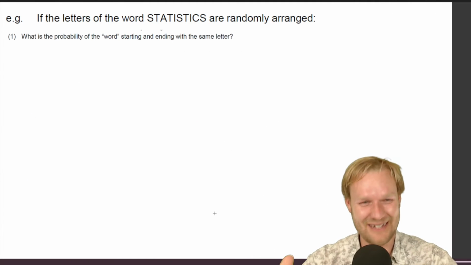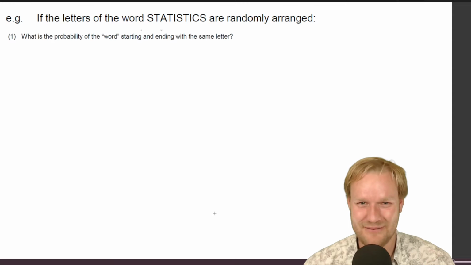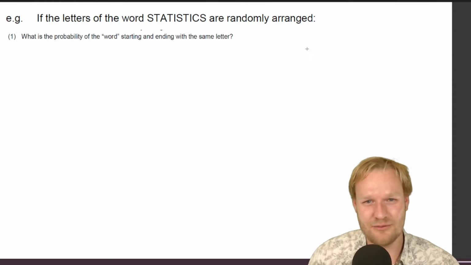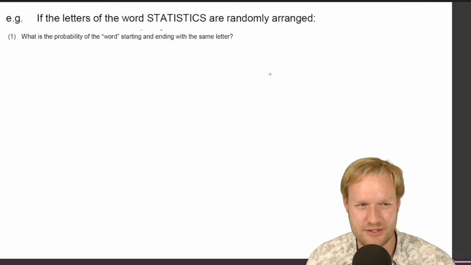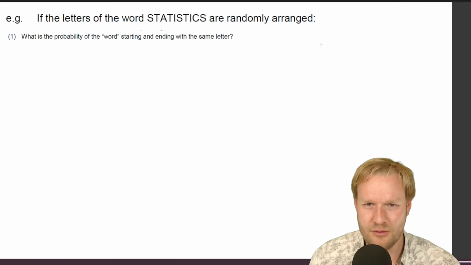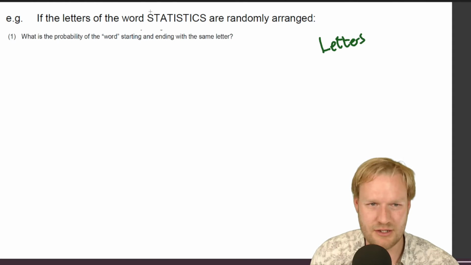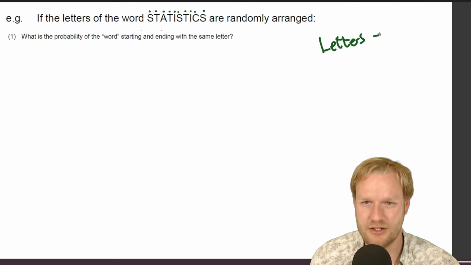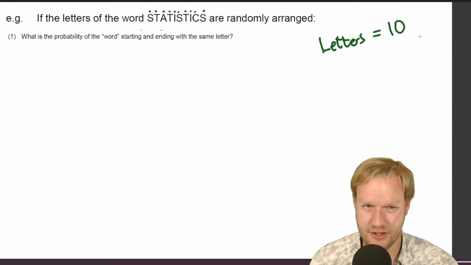Come on. So, the letters from the word statistics are randomly arranged. What is the probability? We're going to have to look at the total number of ways of doing this. To start with, what we did before is we said the total number of letters in the word statistics is 1, 2, 3, 4, 5, 6, 7, 8, 9, 10. So we've got 10 letters altogether.